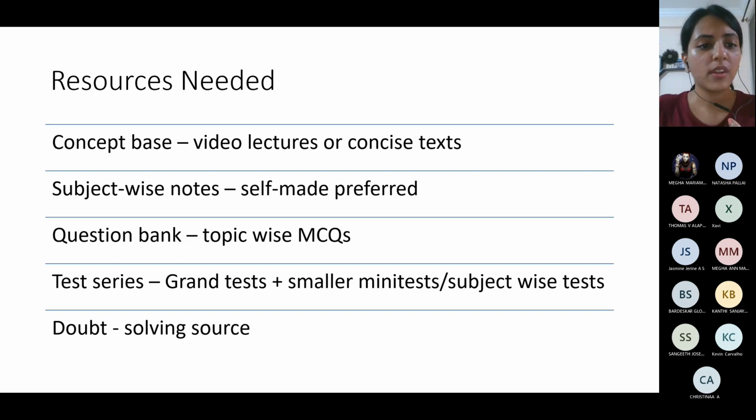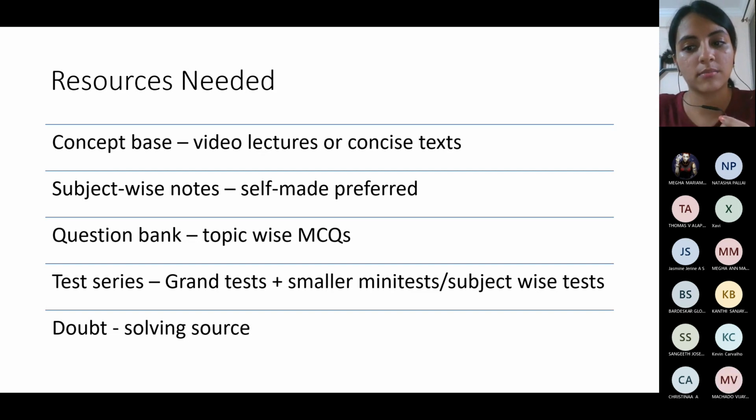Okay. The third thing you need is question banks. So you need topic wise MCQs. Suppose you need it for all 19 subjects, but you also need previous year question papers, not just topic wise MCQs. And previous year question papers are available everywhere, but don't go more than 5 to 6 years back is what I would suggest.